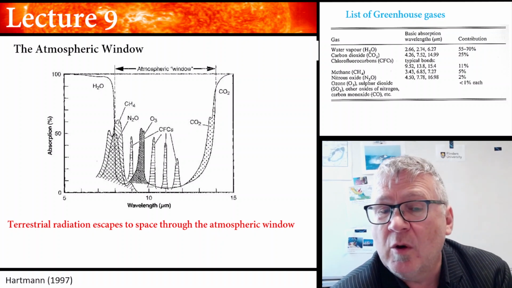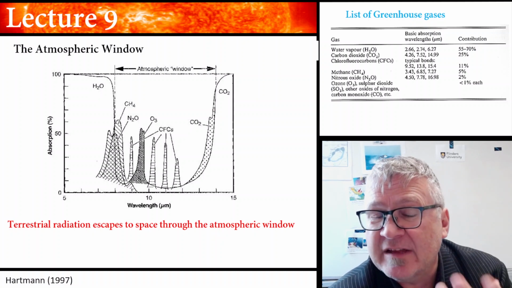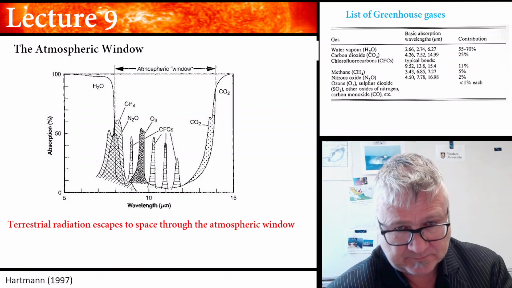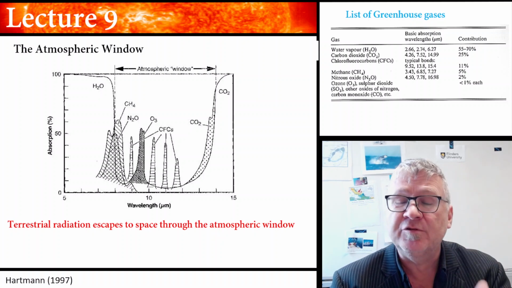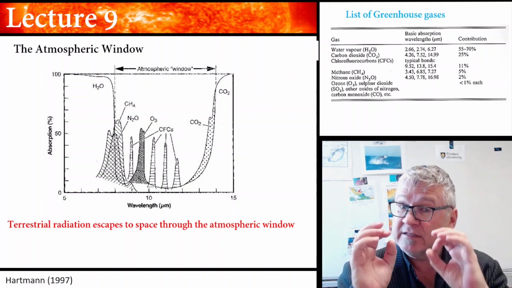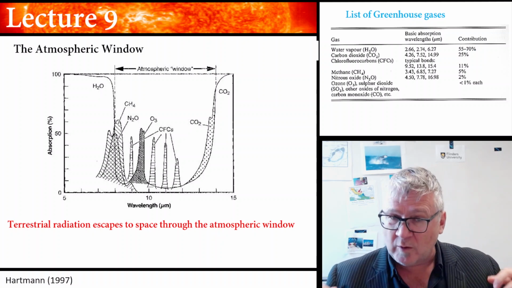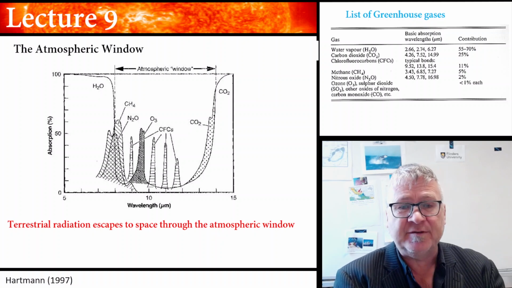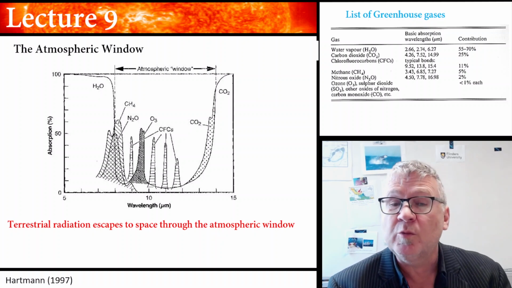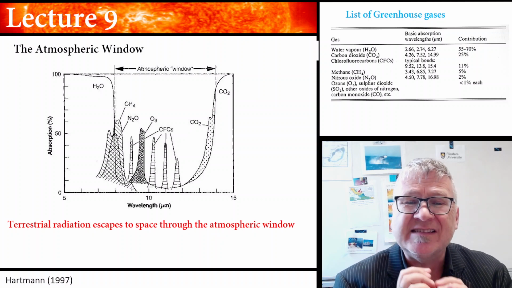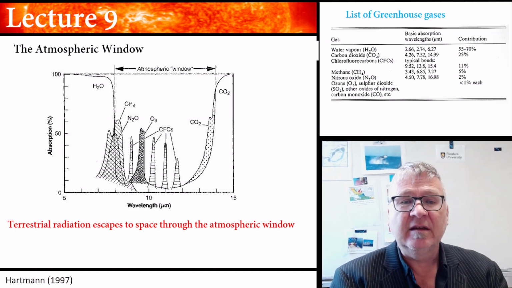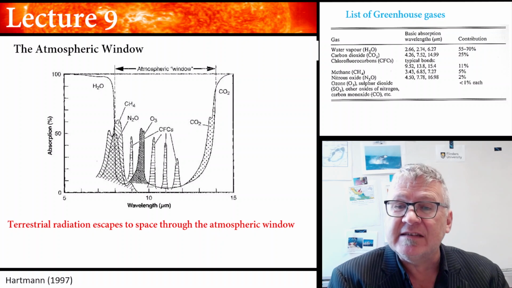The atmospheric window is the part of the spectrum of terrestrial radiation which allows radiation to escape to space. This is where the radiation escapes to space. But also within the atmospheric window, you can see absorption bands by specific greenhouse gases, including methane, nitrous oxide, CO2, water vapor, and also CFCs.